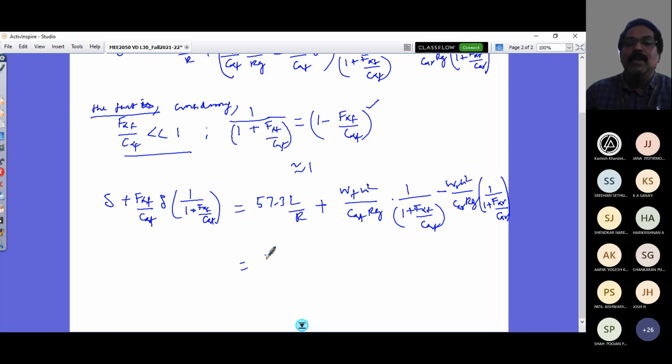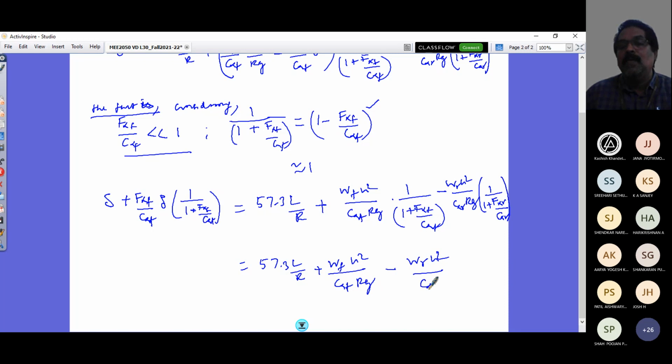Then what would happen? My equation on this side is only 57.3 L by R plus WF U squared by C alpha F RG minus WR U squared by C alpha R RG. So these two terms are neglected. On this side, I'll have delta plus FXF by C alpha F into delta. So this term I will rewrite like this. If I rewrite like that, this would be 1 minus that.